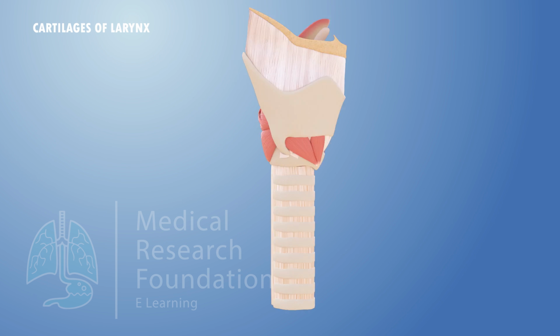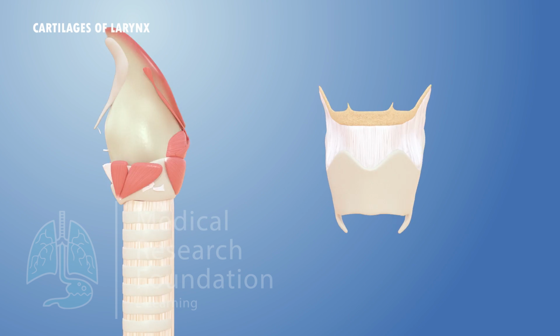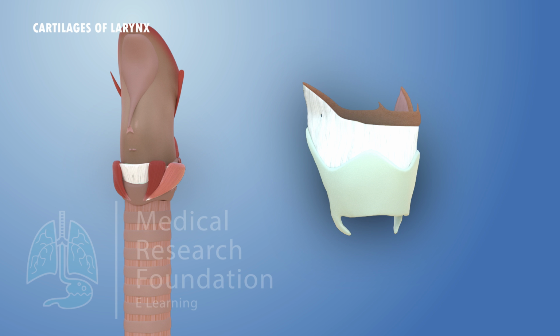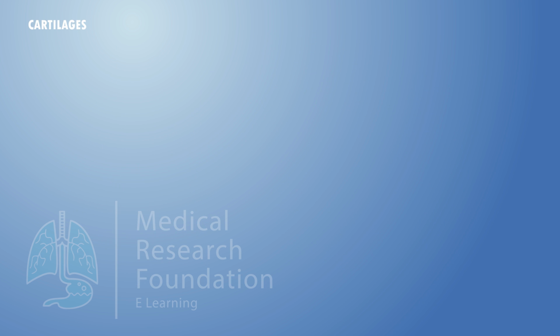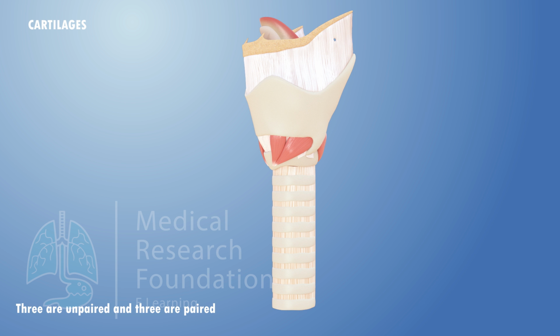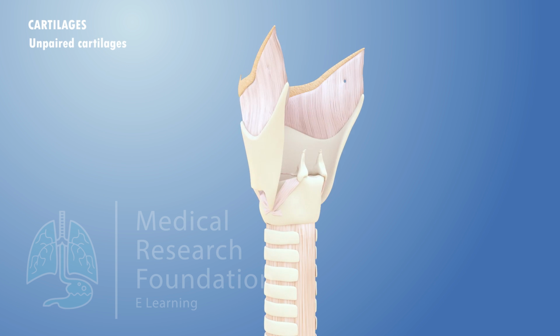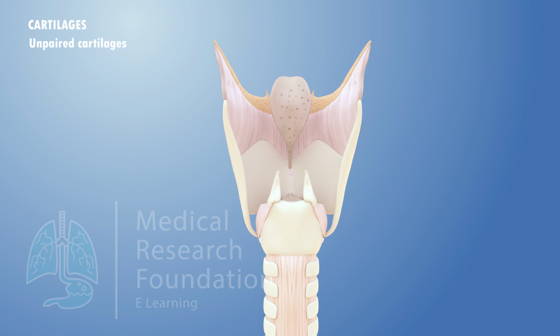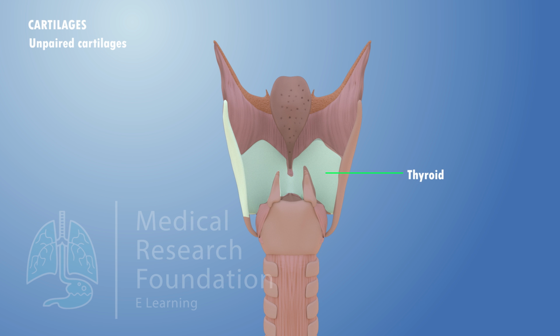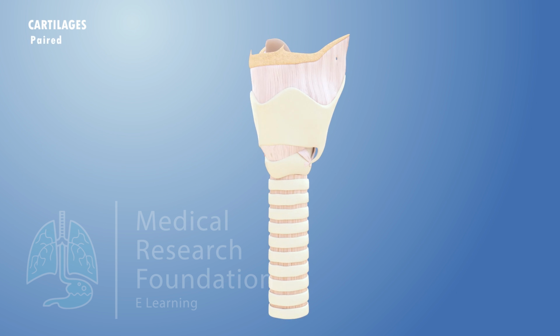Cartilages of the larynx. The larynx consists of a series of cartilages which are connected to one another by ligaments and fibrous membranes and moved by a number of muscles. There are totally 9 cartilages, of which 3 are unpaired and 3 are paired. Unpaired cartilages. The unpaired cartilages are large and comprise thyroid, cricoid, epiglottis.